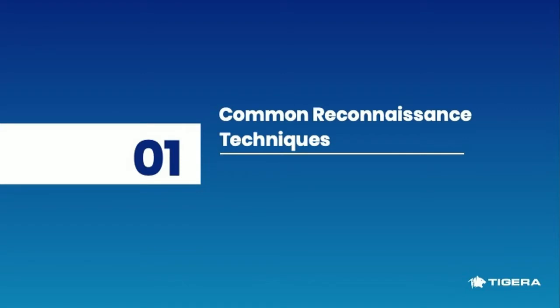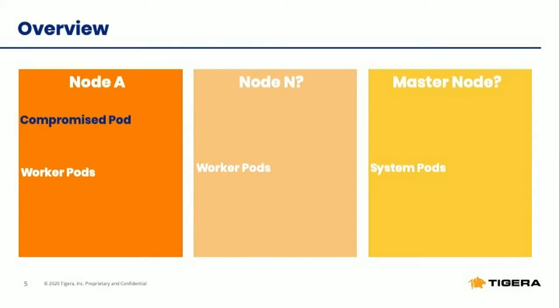So let's first talk about the reconnaissance techniques. We're talking about when the attacker has already compromised a pod. This might be using some sort of vulnerability that they found on the user's website. We're going to assume that they now have shell access in the pod. In the attacker's view, they know that they're in some sort of node or pod. They know that there's probably going to be more nodes in the cluster, and they probably know that there's some sort of master, but they do not know where it is or how to reach it.